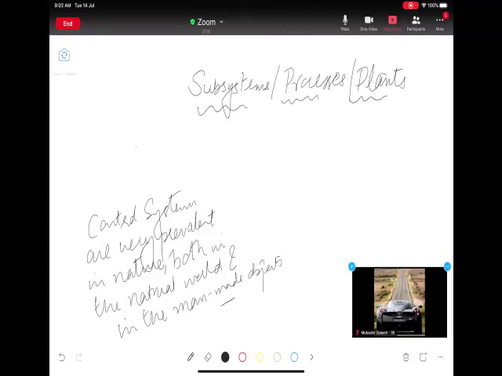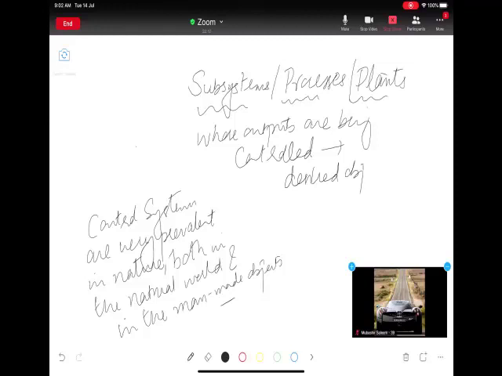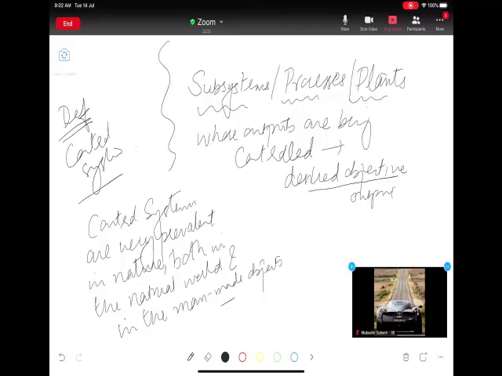So you have subsystems, processes, or plants whose outputs are being controlled. And they are being controlled because you want to achieve a desired objective. You have a desired output, and you want to achieve that objective or that output. This is the definition of control system, right? And what is so important about it is that you have them everywhere, right?